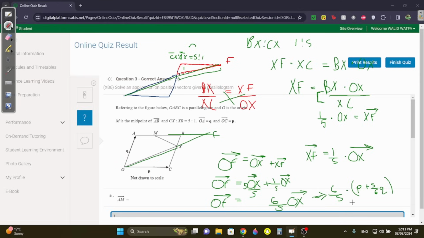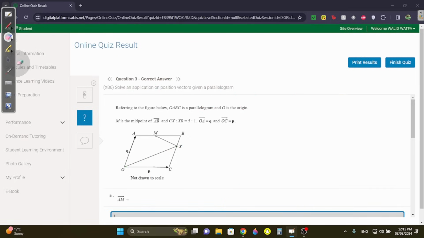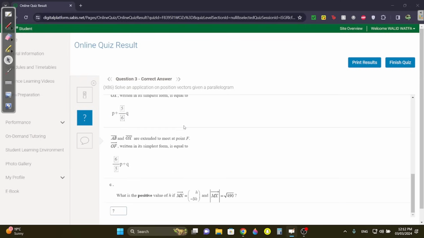So you have to distribute it to everything here. 6 over 5 times P stays as 6 over 5P. And 6 over 5 times 5 over 6 cancels 5 with 5, 6 with 6, so it'll just be left with Q. So 6 over 5P plus Q. Yeah, that's pretty much it. It's a lot to take in, but these are the steps, if you want to know them. I'm doing my job just to explain.